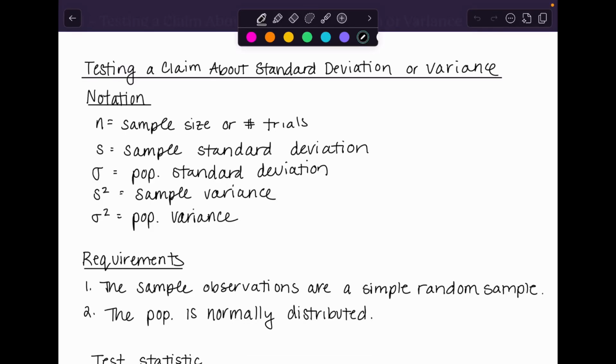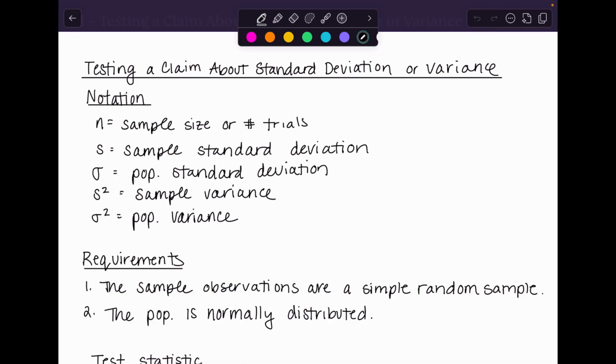So the last type of hypothesis testing we're going to do is one about standard deviation or variance. Same notations, not going to bother writing all of these down this time. N is our sample size, S is our sample standard deviation, sigma is the true population standard deviation, or the one that's being used in the claim. S squared is sample variance, and sigma squared is the population variance, or again, the one coming from the claim. You have two requirements that have to happen.